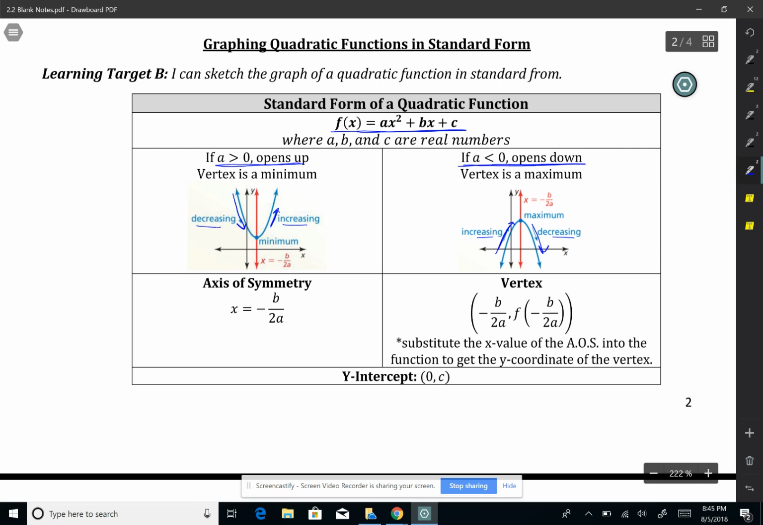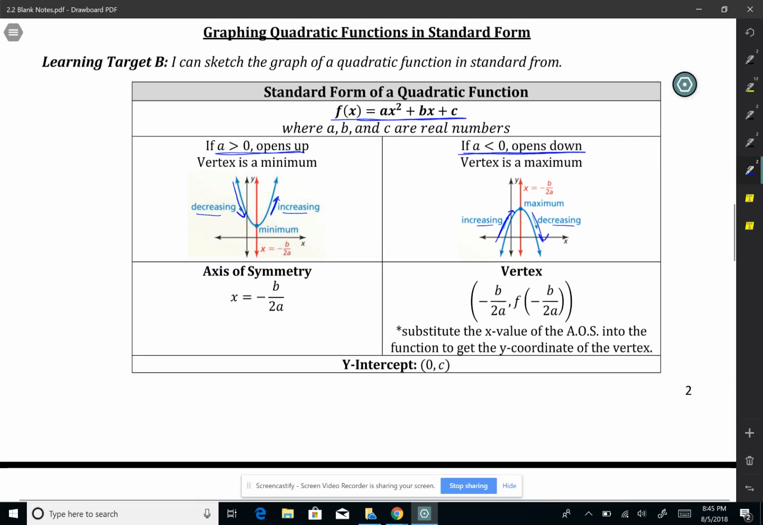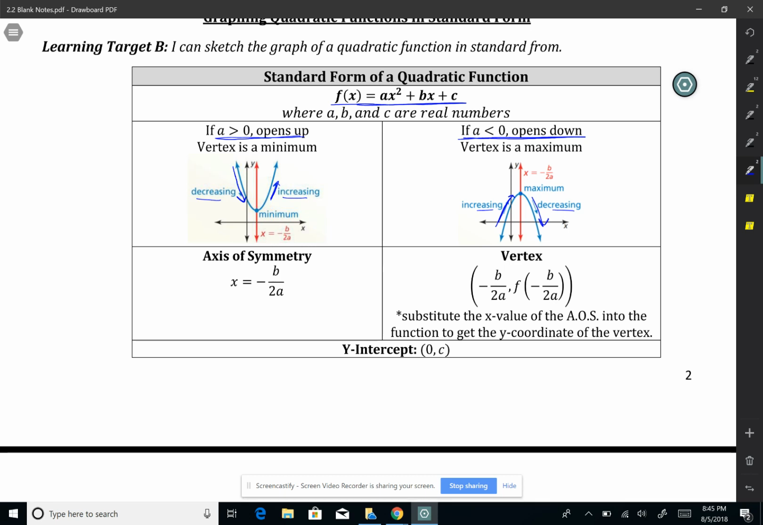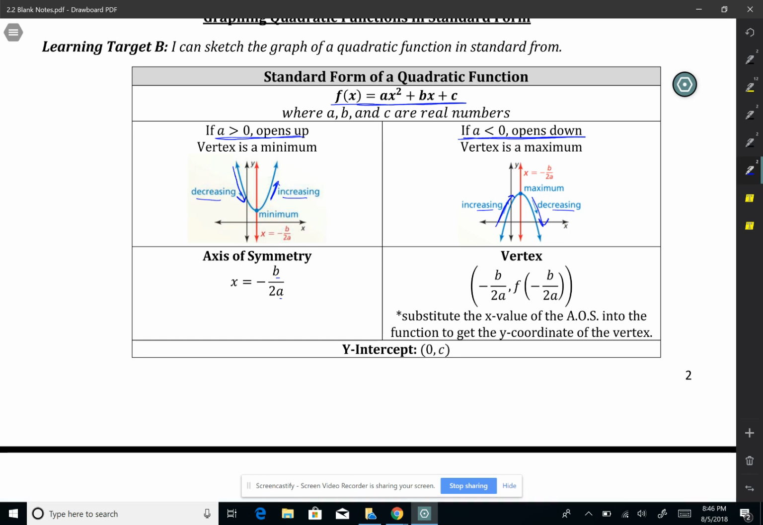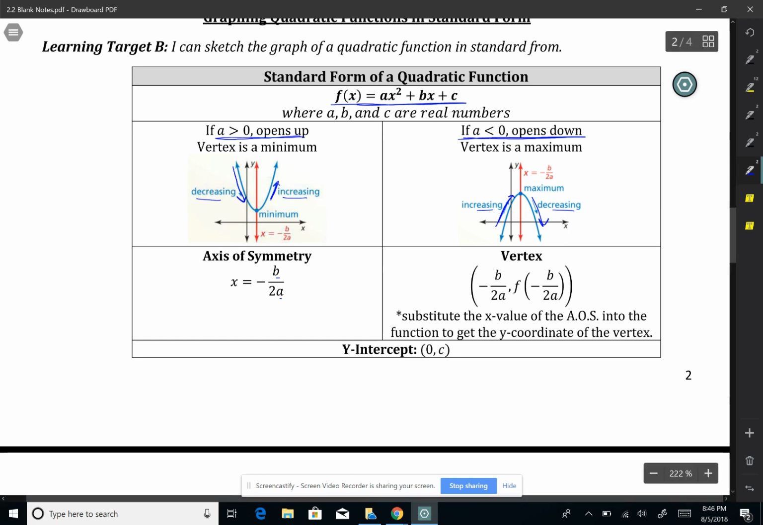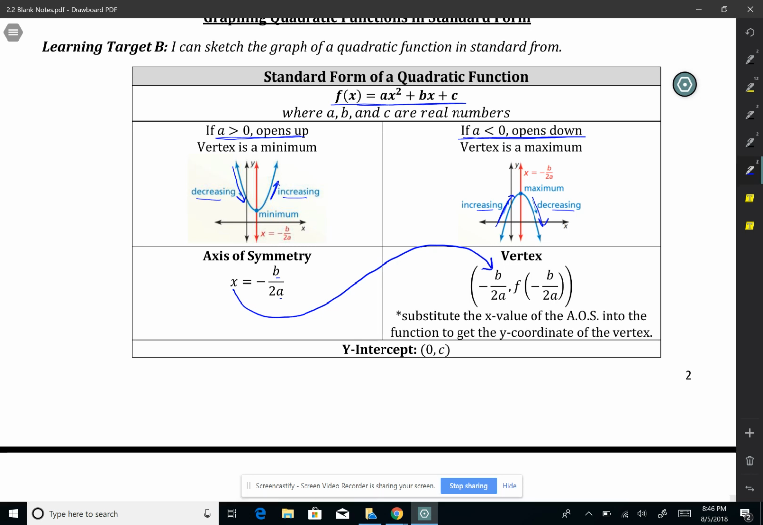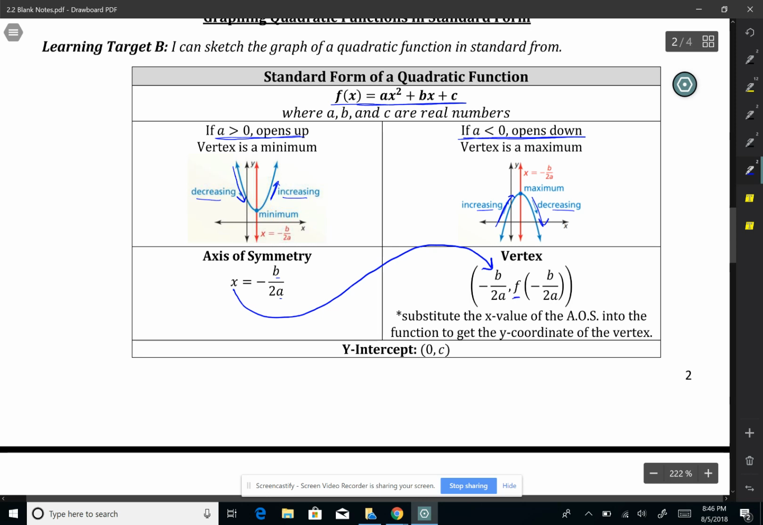Okay, another important feature of our parabola is the axis of symmetry. When our equation is in standard form, we just have to identify the parameters a and b and plug them into this little formula, which is x equals the opposite of b over 2 times a. Once we have that, we know that our axis of symmetry goes right through our vertex, so this x value is the x value of our vertex, which means I can take that x value and plug it into my function f to find the y value that goes with it.